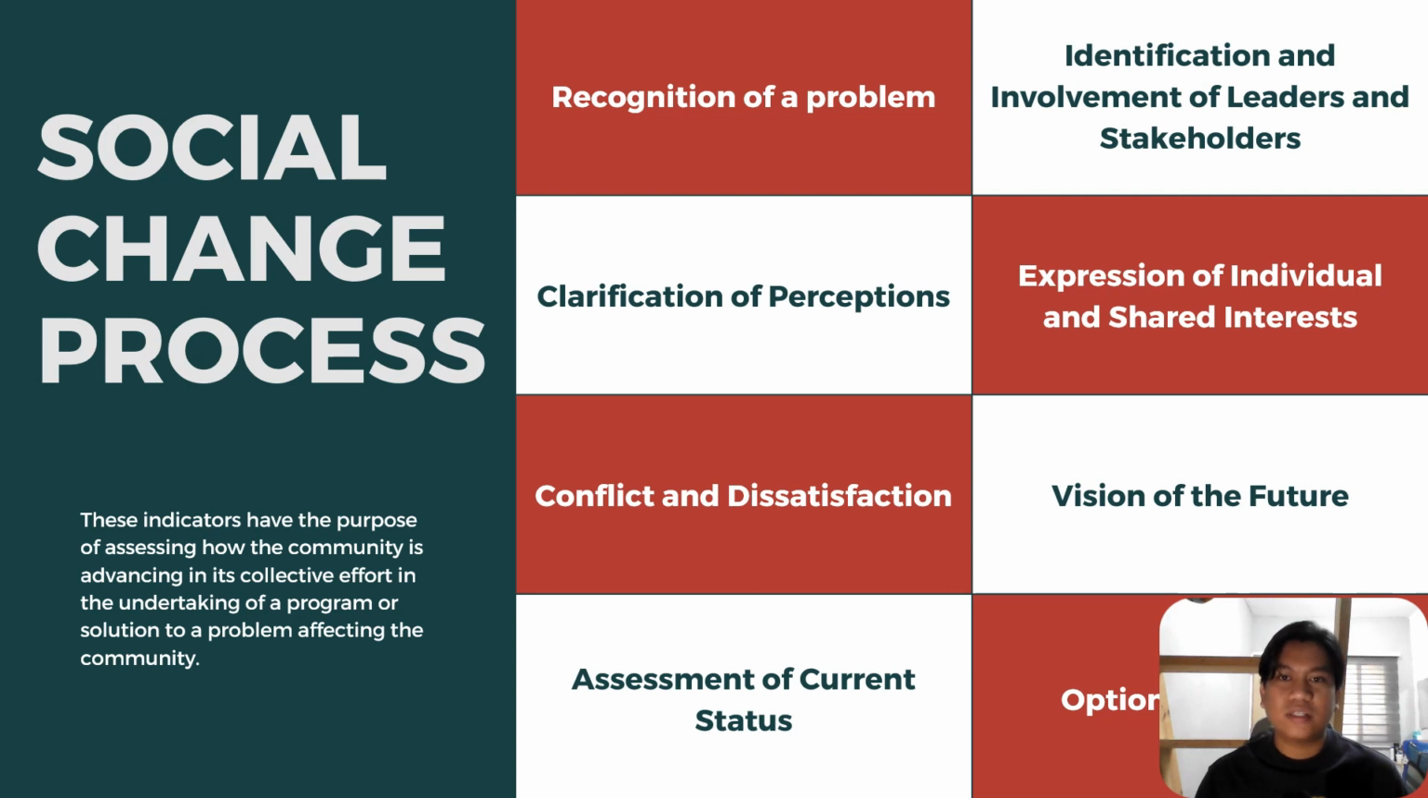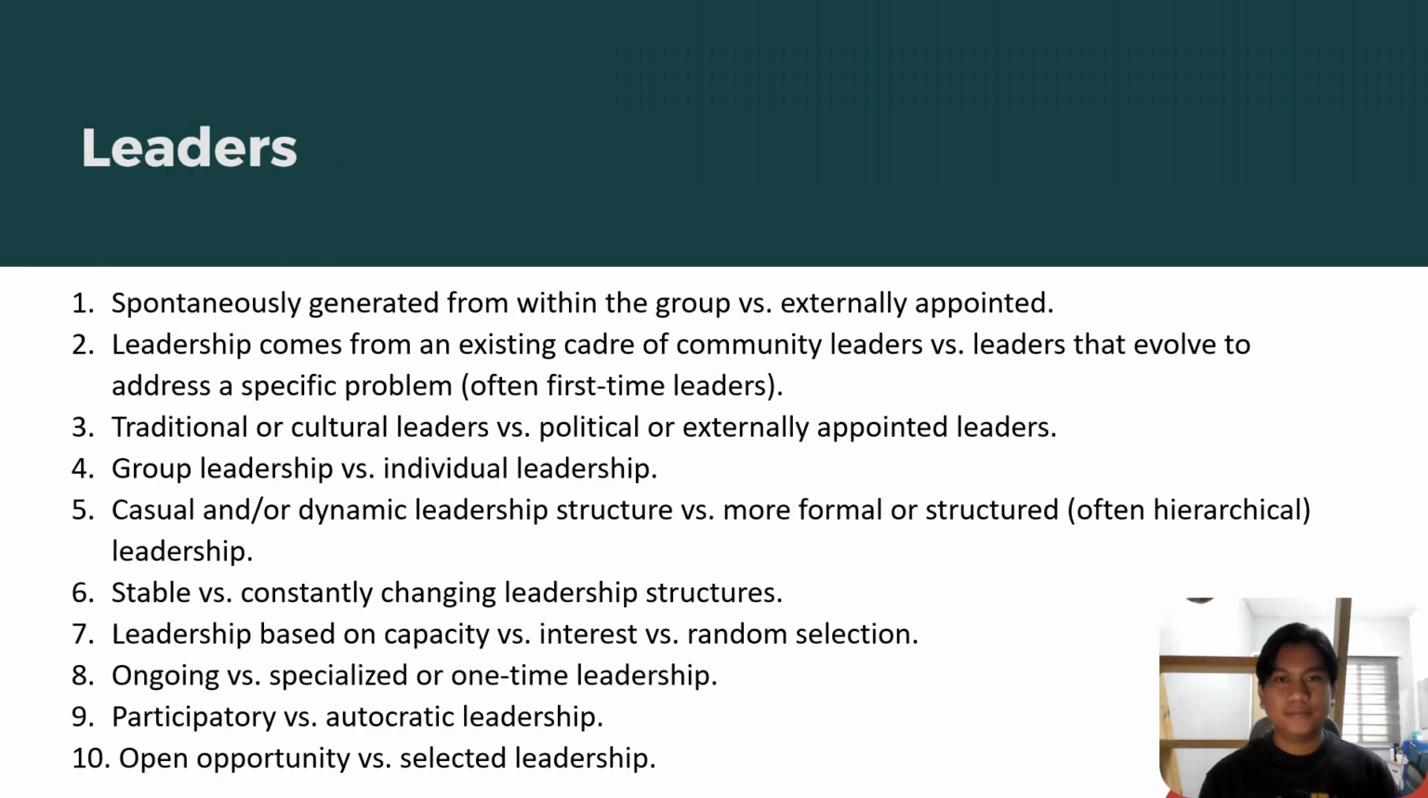The first stage in the process of social change is the recognition by the larger community or by a smaller subset of the community that there is a problem that limits their current quality of life, constrains their aspirations for the future, or has the potential to hurt the community or members of the community. This stage is so fundamental that it is unlikely that any process would be implemented before there is a basic recognition of a problem. Next is the identification and involvement of leaders and stakeholders.